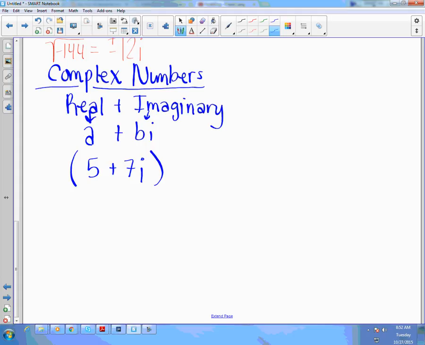5 plus 7i. As a real piece, 5. And an imaginary piece, 7i. That's a complex number. We can actually even graph these.